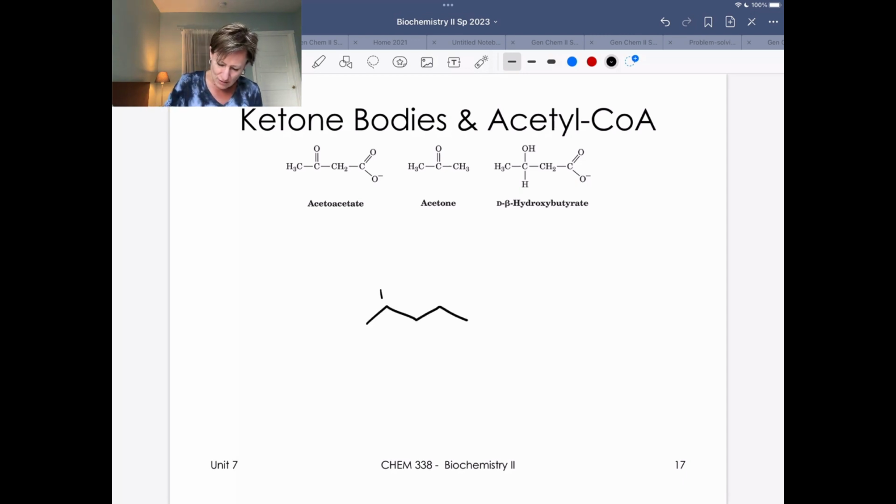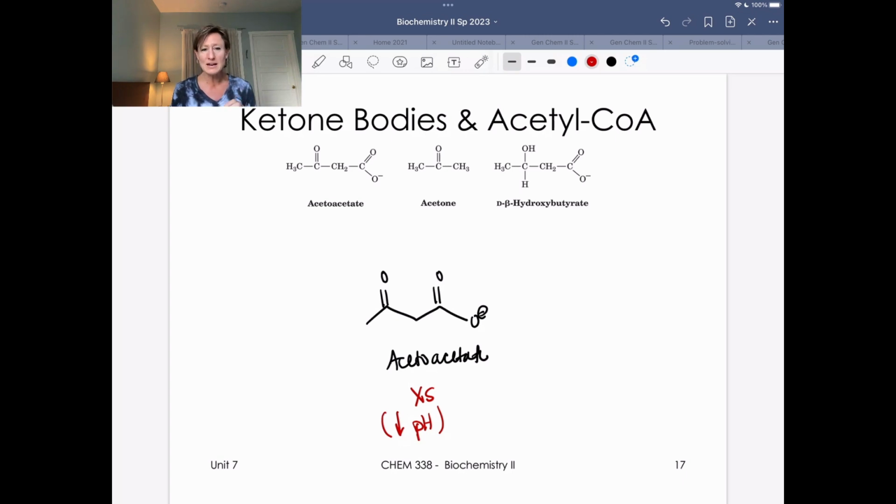And I'm going to draw them as skeletal structures here just because it's a bit easier to draw them. So here's acetoacetate. And again, when we have an excess of acetoacetate, this can be problematic because it can cause a life-threatening drop in blood pH. This is what we're going to call ketoacidosis. So that can be problematic.